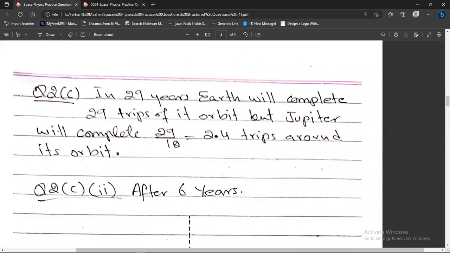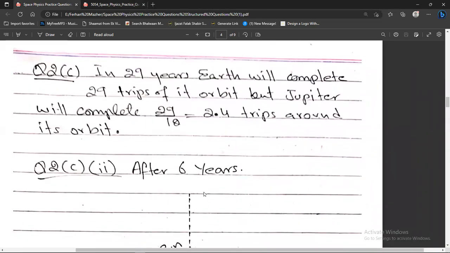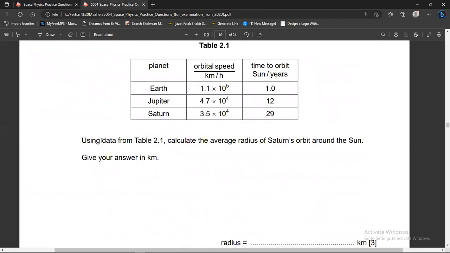So in 29 years, Earth will complete 29 trips of its orbit, but Jupiter will complete 29 divided by 12, because Jupiter takes 12 years to complete one rotation around the sun. So it will complete 2.4 trips around its orbit. So that's why the Earth and Jupiter will no longer be in the same line as shown in that diagram. So it's a little tricky question.